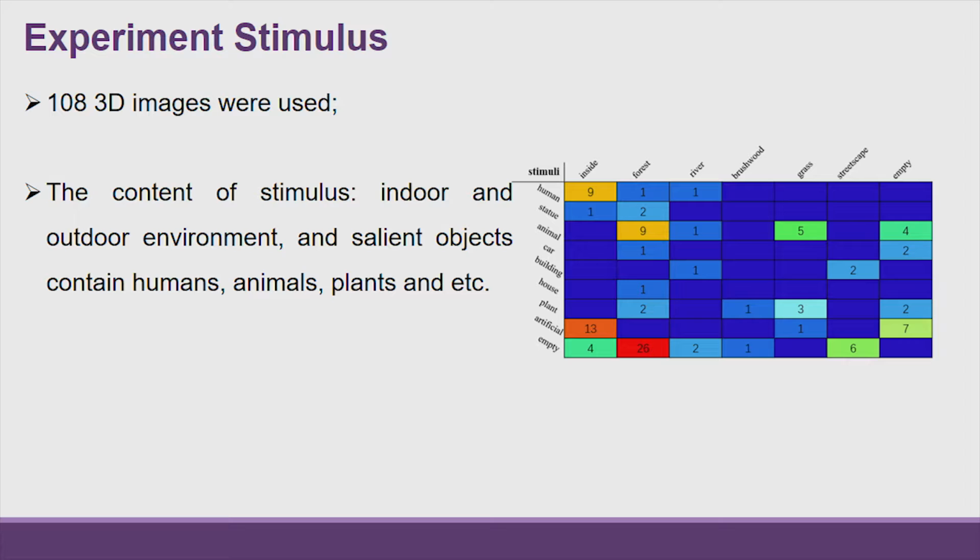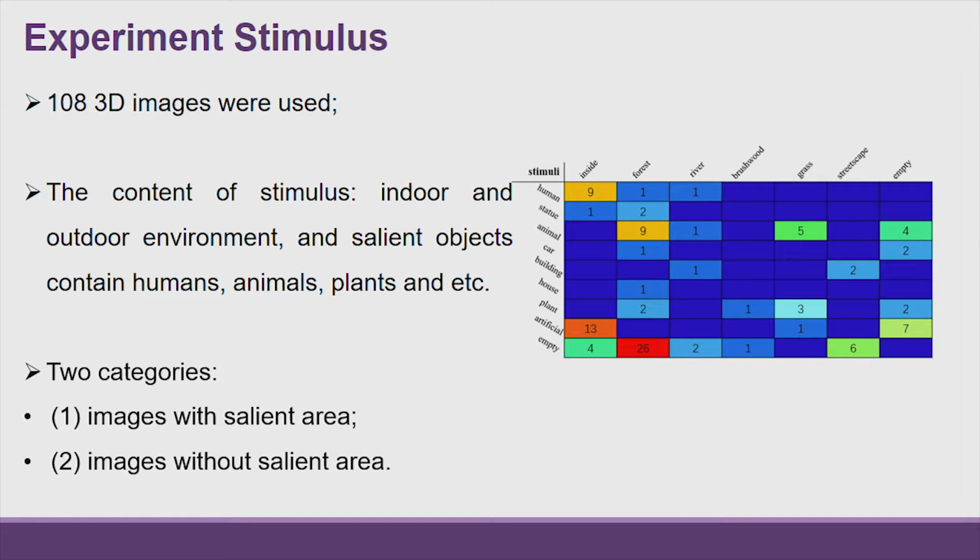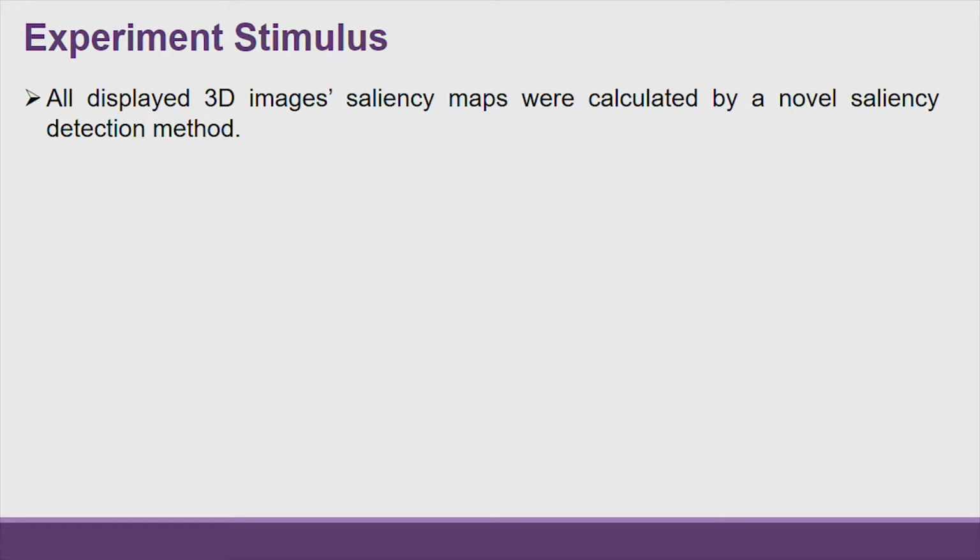So to conduct the comparative experiment, we divided these images into two categories. One group is images with salient area, and the other group is images without salient area. We make these categories mainly depending on the saliency maps of all these images. The saliency maps here were calculated by a novel saliency detection method.